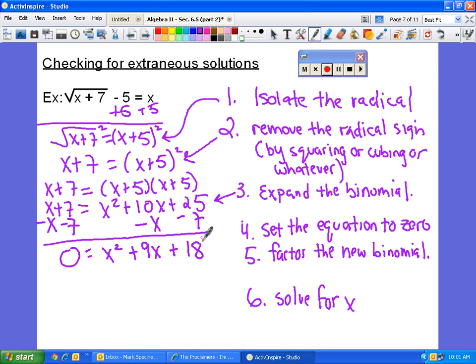The next step is now we have a new trinomial that we're going to factor. So what we're looking for are the factors of 18 that add up to 9. Since both of my signs are positive, both of my factors are going to be positive. What numbers multiplied together give us 18, added together give us 9? 6 and 3.